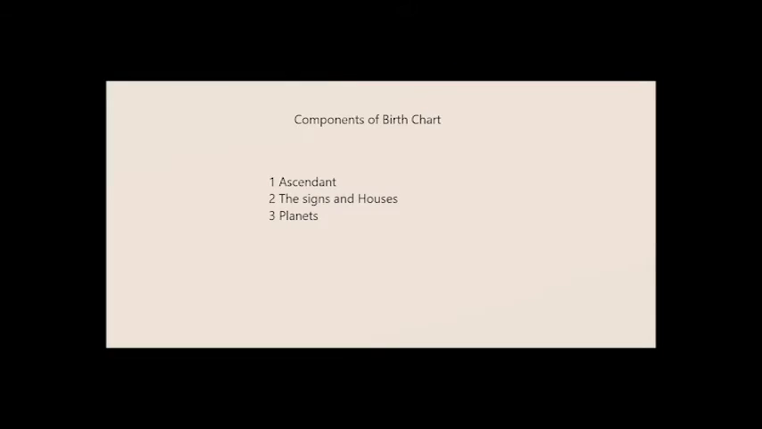If you know that piece of information, we can make some corrections and calculate your time of birth. So these are the three main components of a birth chart. The first one is the ascendant, then the signs and houses, and the planets. These three components form the structure of a birth chart. Of course, there are a lot of other factors, but these are the basic primary elements. Today we will see these three main components.